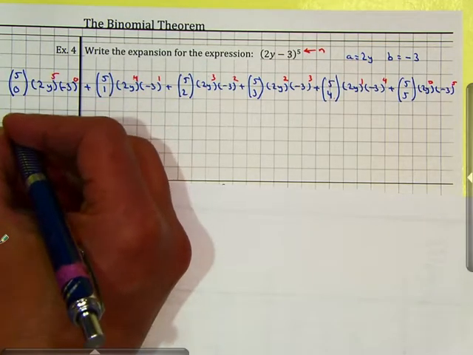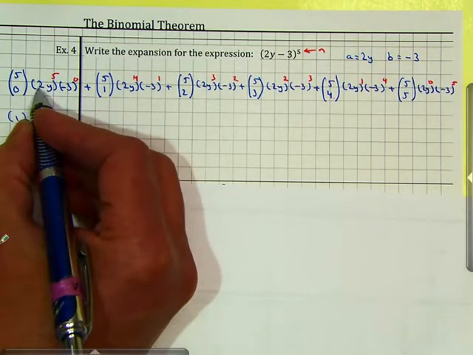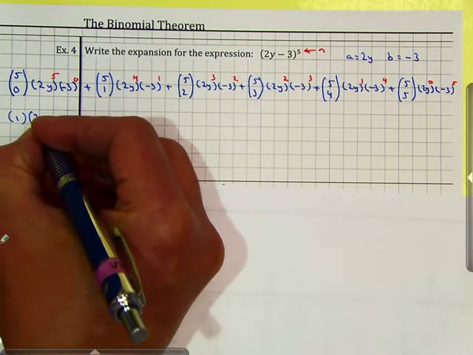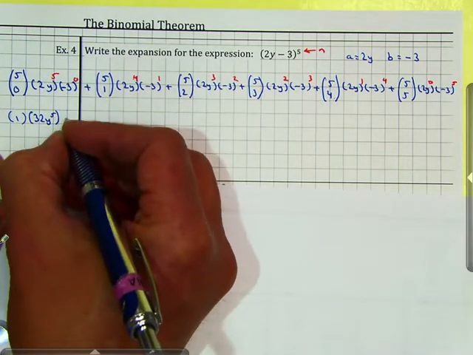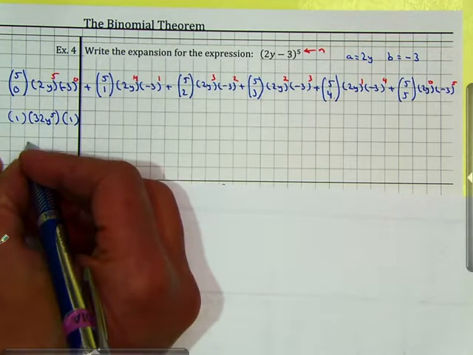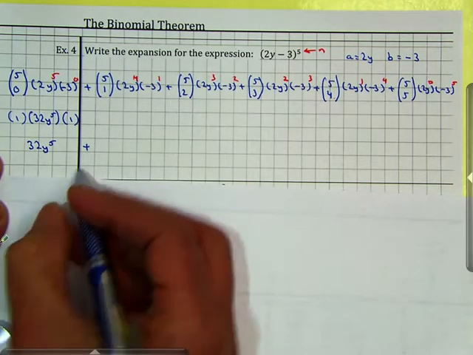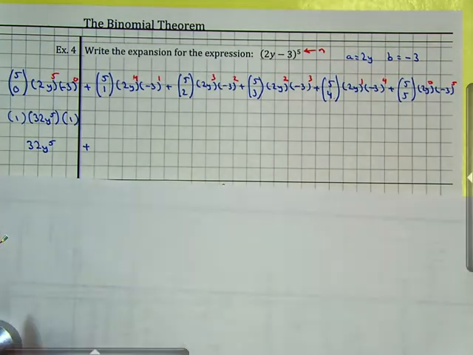5 choose 0 is 1. What's 2y to the fifth power? So it'll be 2y times 2y times 2y. So 2 to the fifth is 32, so it'll be 32y to the fifth. And negative 3 to the 0 power is just 1. I'm going to simplify this, so it gives me 32y to the fifth plus. Simplify the next and see what you get. And then we can compare our answers afterwards.